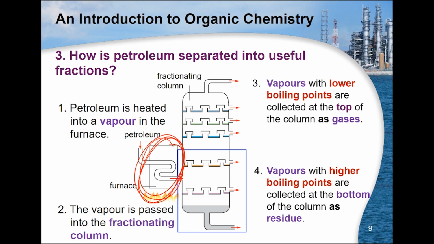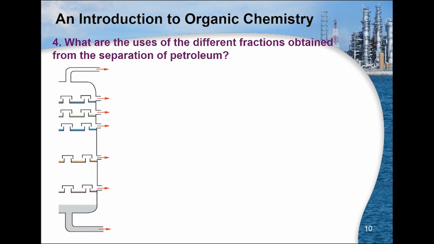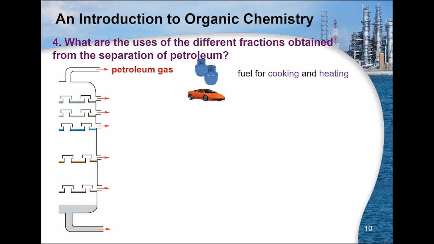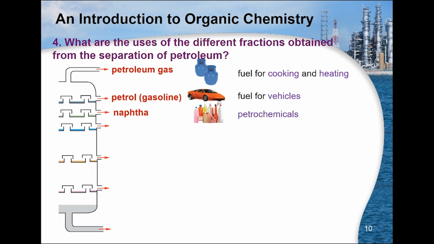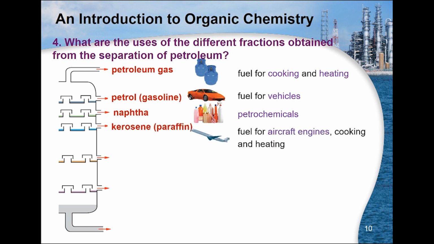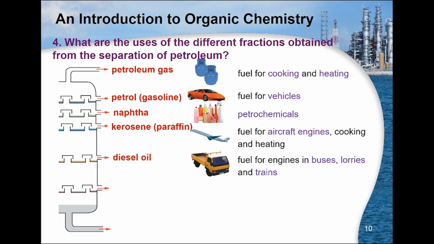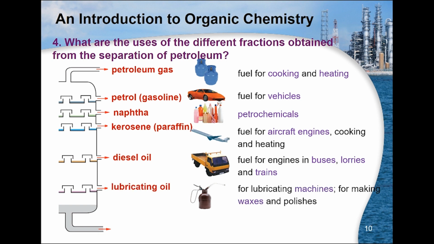such as petroleum gas, which has the lowest boiling point at the top of the column, followed by petrol, naphtha, which is used as a chemical feedstock for various drugs and chemicals, kerosene, which is also known as paraffin. Kerosene is different from petrol because it is used for aircraft engines. Diesel oil is also different from petrol because it is used for larger vehicles such as buses, lorries and trains. You have your lubricating oil, which is used to lubricate machines, make waxes and polishes.